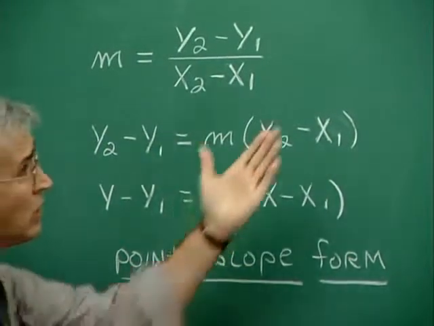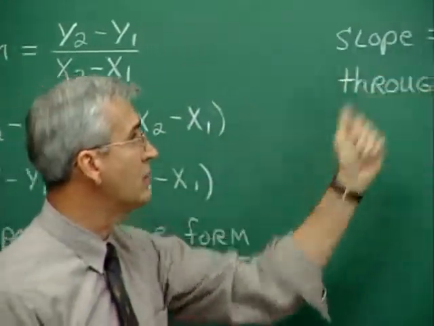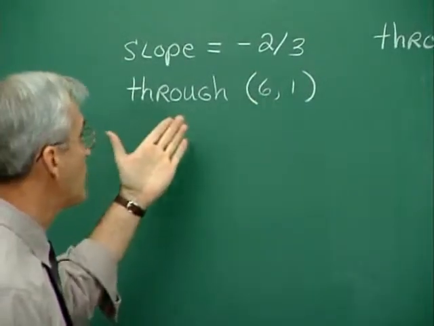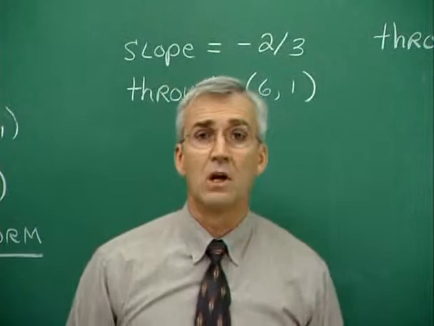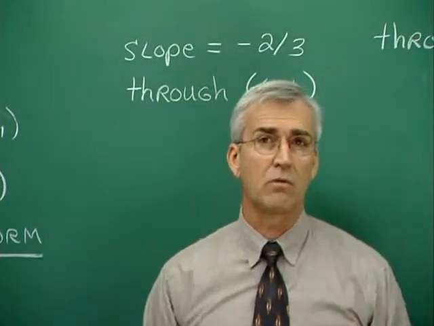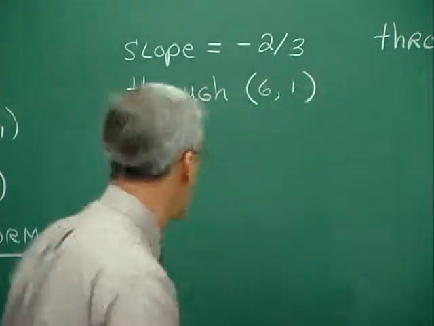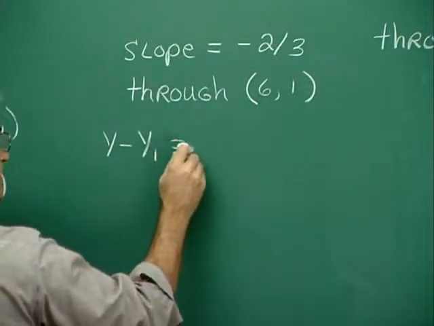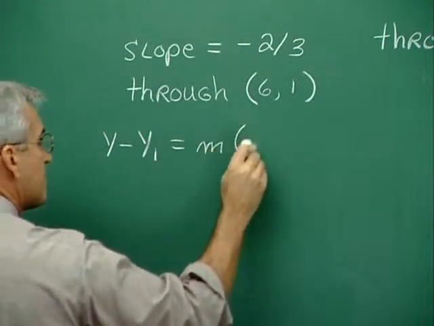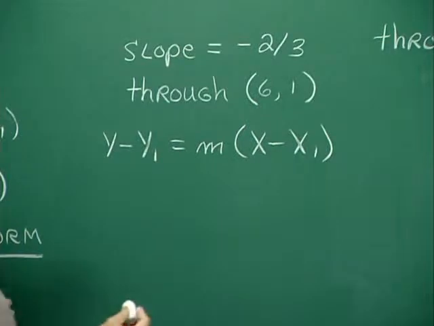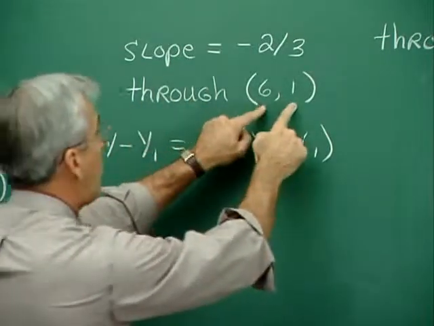For example, suppose we know that the slope of a line is negative 2/3 and the line goes through the point 6,1, and we want to generate the equation of the line. Whenever you're asked for the equation of a line, think about this point slope form and just write it down. So we would begin with it, and now just plug in information that we know. We have the coordinates of a point and we have the slope.